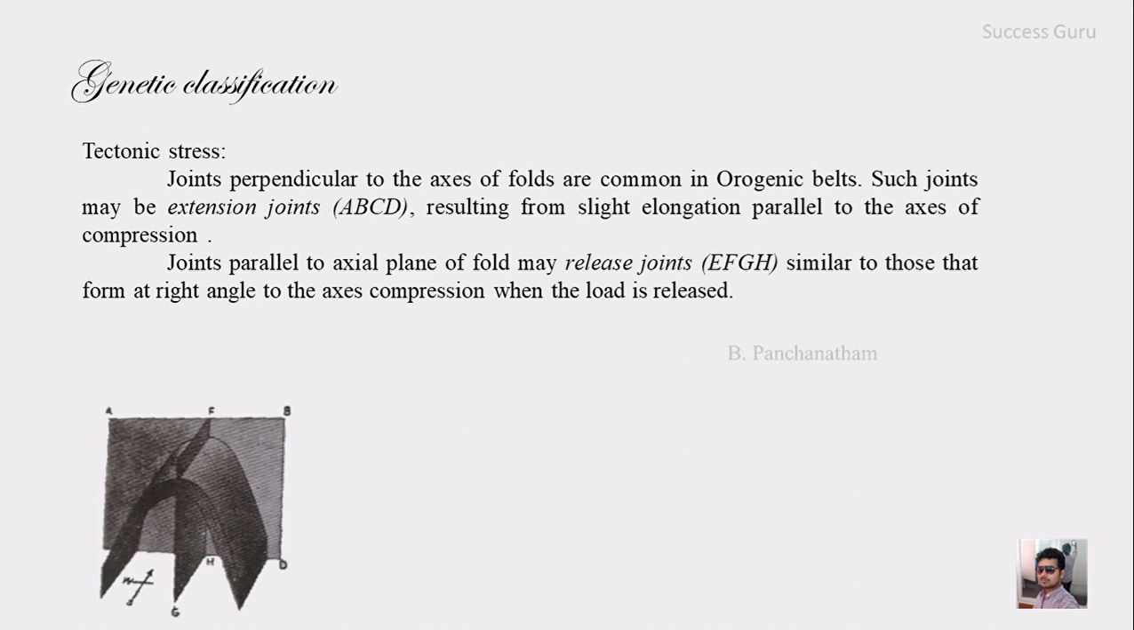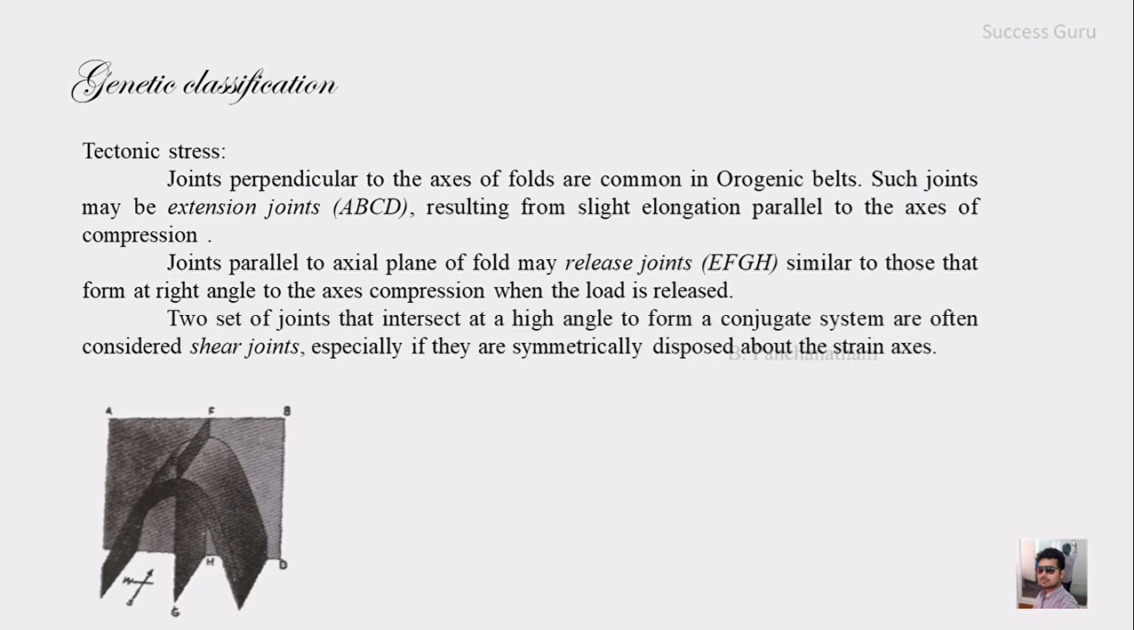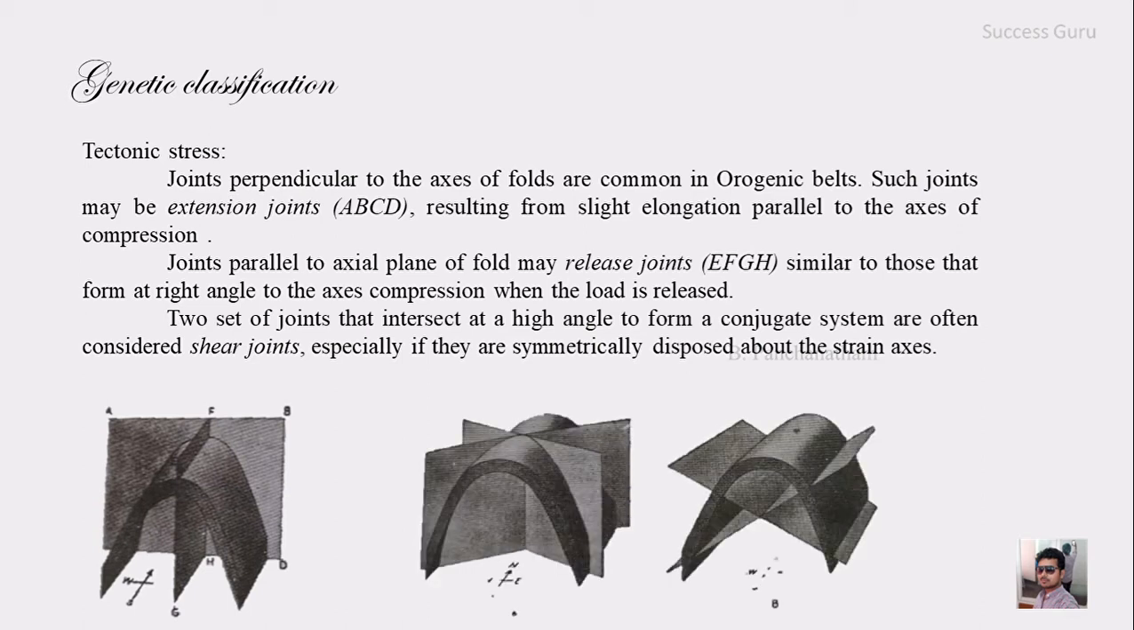The joints parallel to the axial plane of the fold may be release joints, right? That is, say EFGH. This one, EFGH, is a release joint, similar to those that form at right angles to the axis of compression when the load is released. So this is a release joint. And two sets of joints that intersect at a high angle to form a conjugate system are often considered shear joints, especially if they are symmetrically disposed about the strain axis. So these are the shear joints at a higher angle, right?